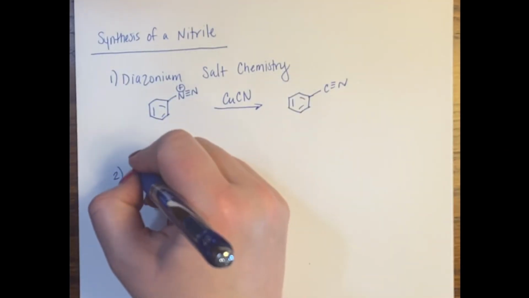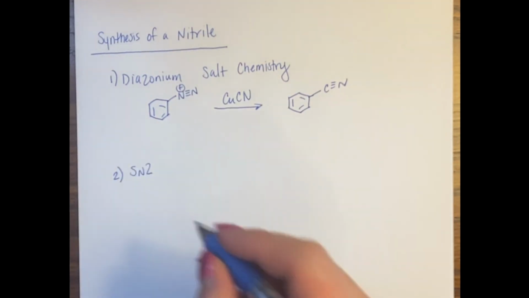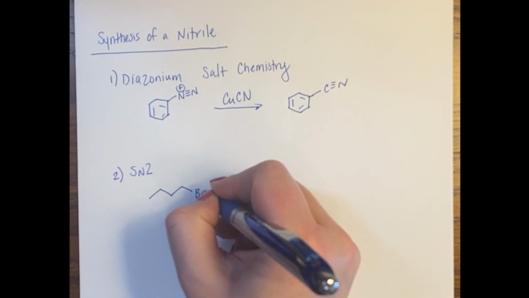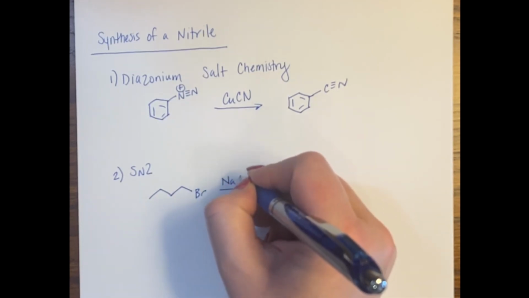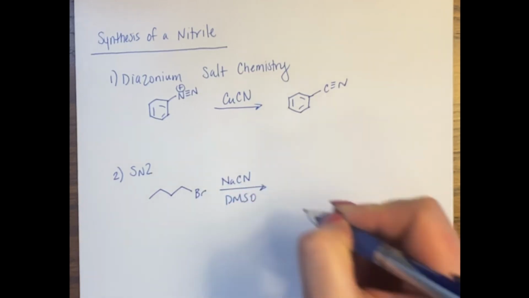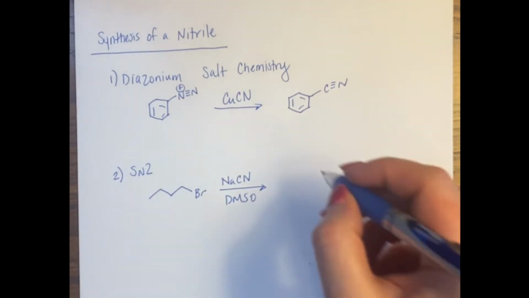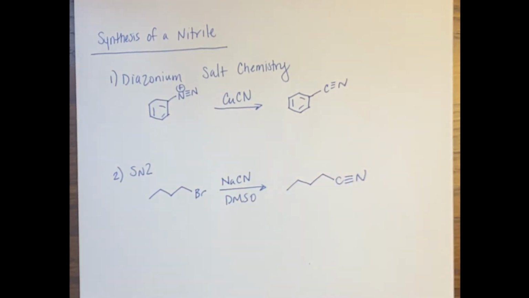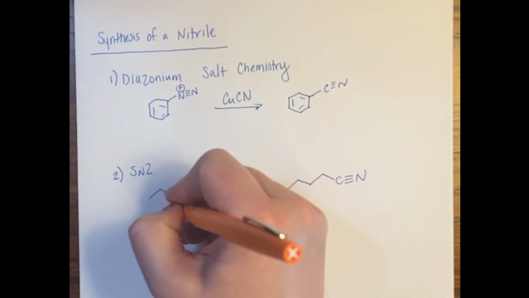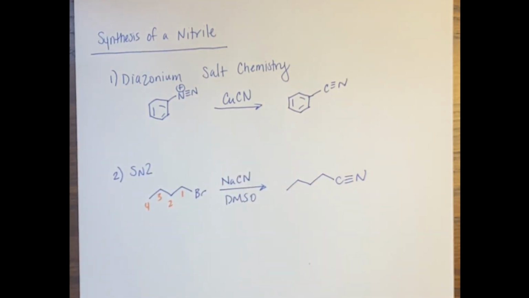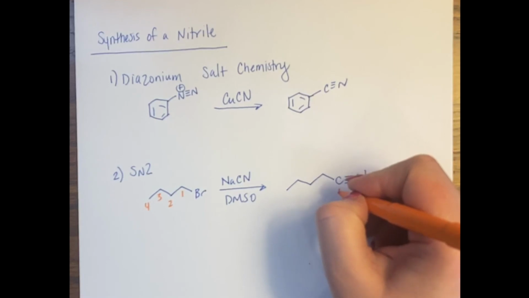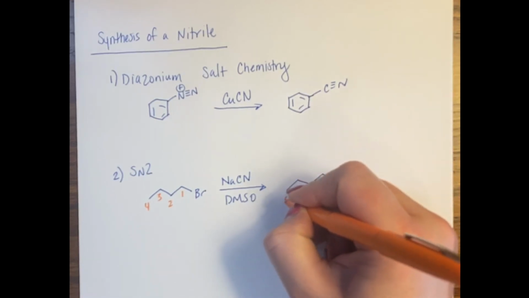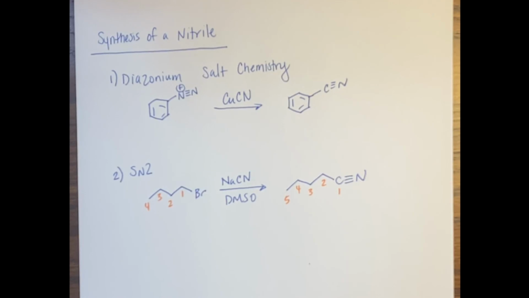We also know that we can make a nitrile through an SN2 reaction. So if I have an alkyl halide, like this one, and I treat it with sodium cyanide and DMSO, which are the conditions for an SN2 reaction, my cyanide group does an SN2 displacement, and I make a nitrile as my product. Notice that my starting material has 1, 2, 3, 4 carbons. My product now has 1, 2, 3, 4, 5. So overall my nitrile has extended my carbon chain by 1 carbon.